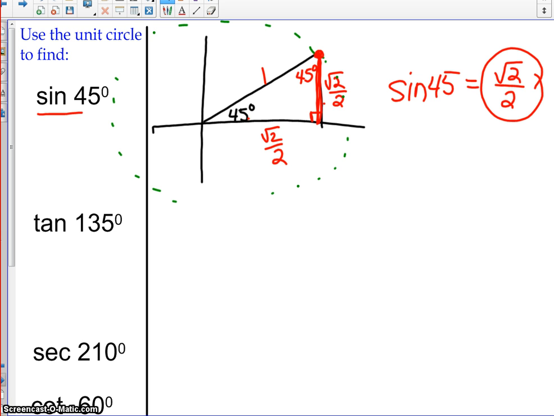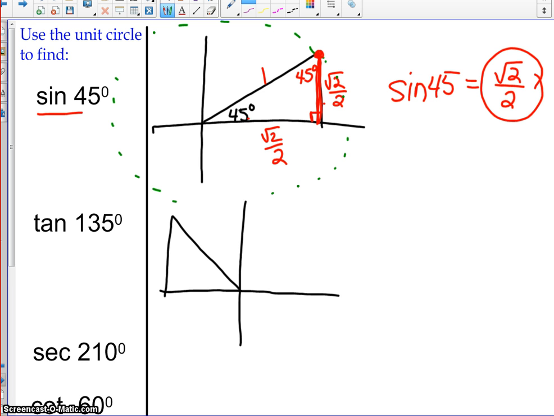Tangent of 135. Let's look at that. Again, I want you to sketch it. So I want you to start by drawing it. Tangent of 135 would look about there. And our reference angle would be a 45-degree reference angle. Across from a 45-degree reference angle is square root of 2 over 2. This one also would be 45 degrees, so this would be square root of 2 over 2.